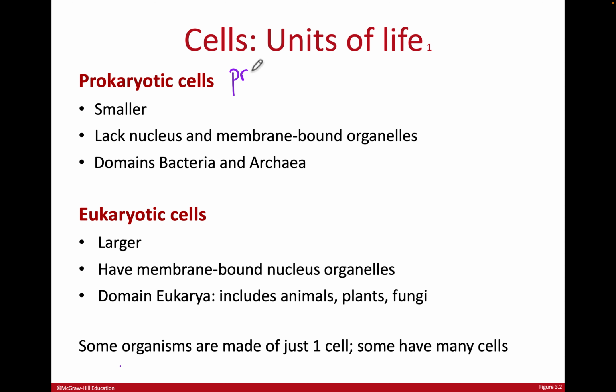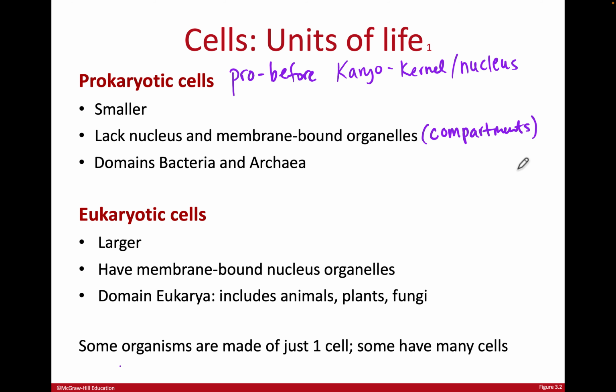So prokaryotic cells, the word pro means before, and karyo means kernel, or in this case, we're referring to a part of the cell called the nucleus, the kernel, the interior of the cell. Prokaryotic cells are smaller. They lack the nucleus, hence the name before nucleus, and they don't have these complex membrane-bound organelles, or we could think of that as inside the cell compartments. So their cells are relatively simple. They are what make up the organisms in the domains bacteria and archaea.